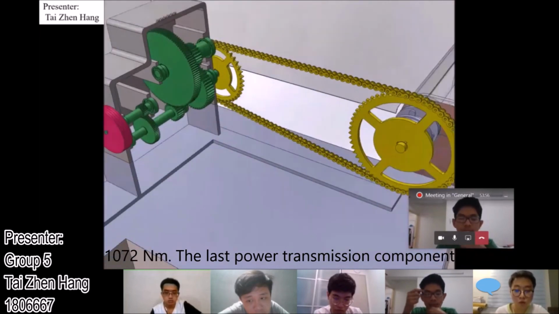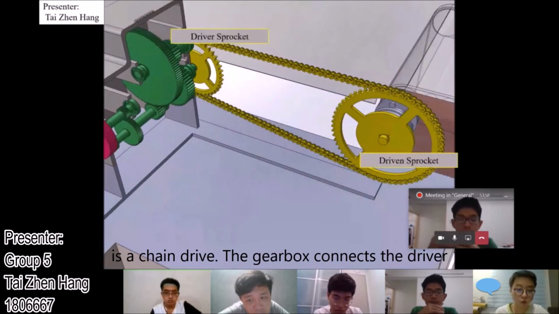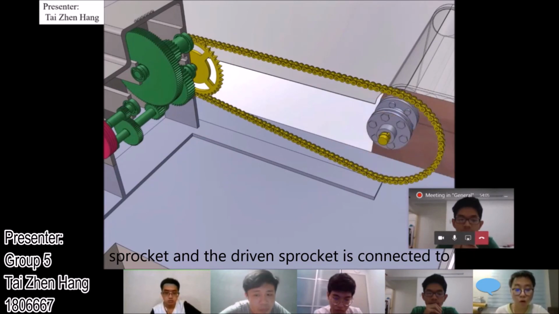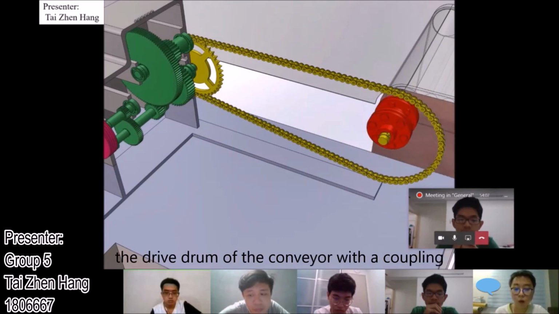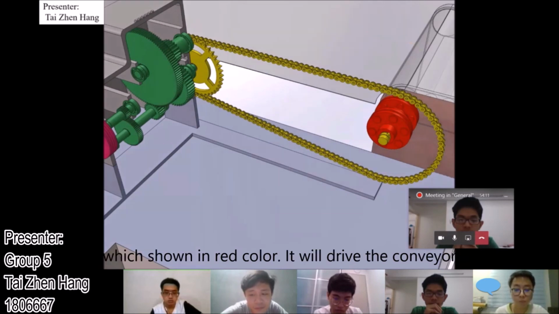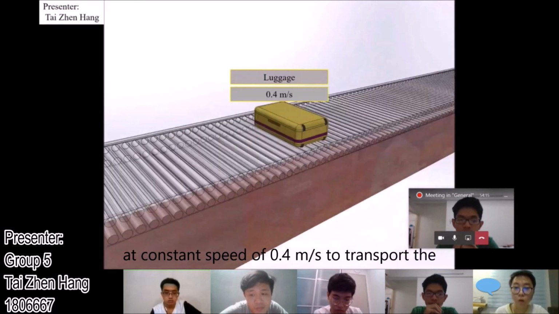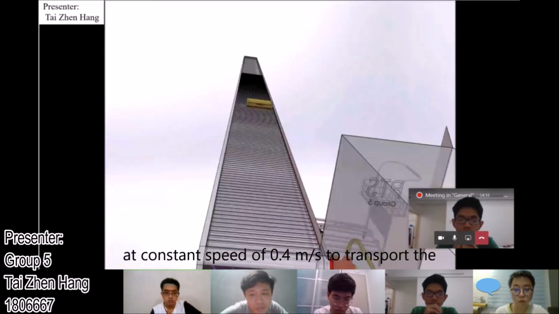The last power transmission component is a chain drive. The gearbox connects the driver sprocket, and the driven sprocket is connected to the drive pump of the conveyor with a coupling which is shown in red color. It will drive the conveyor at a constant speed of 0.4 meter per second to transport the baggage.